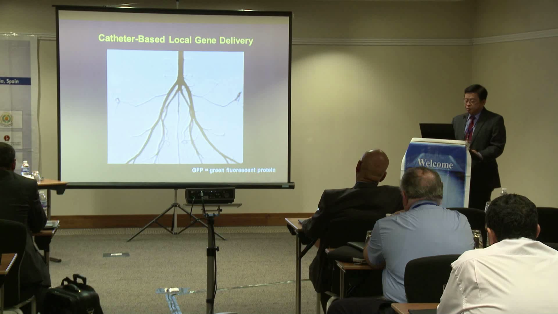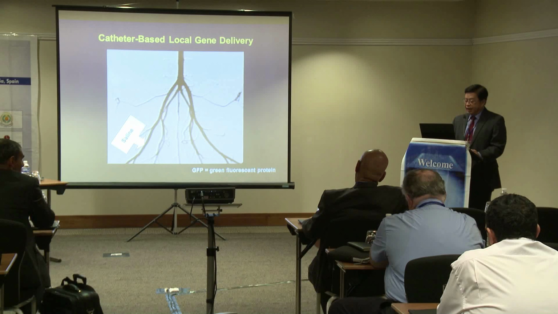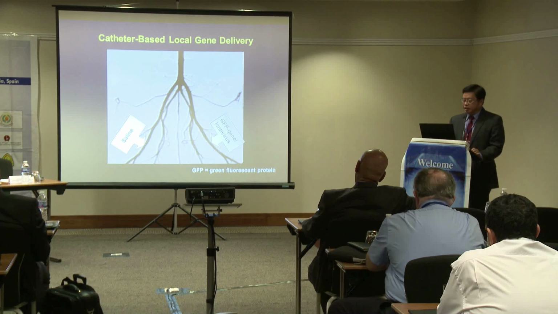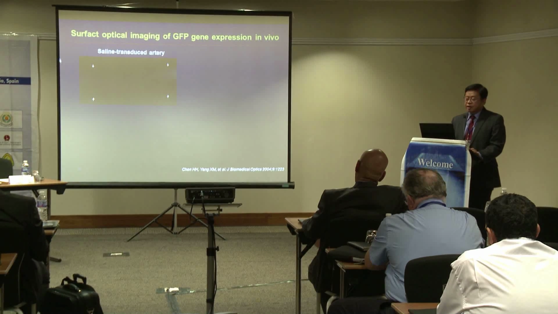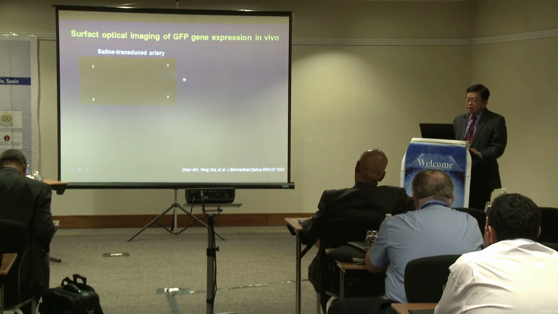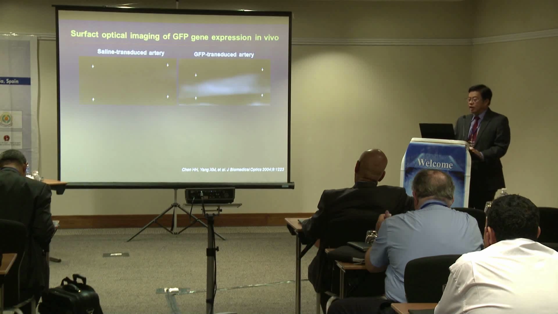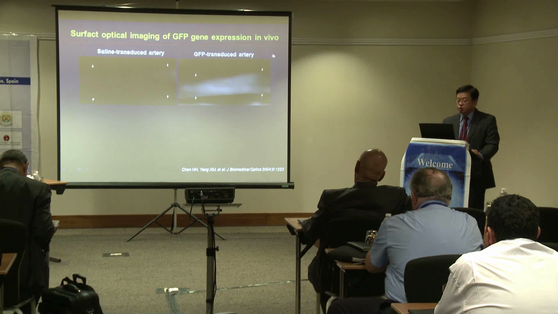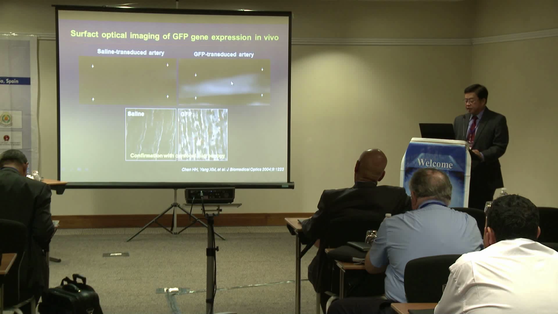Here is one example. We transferred saline to the right femoral artery and GFP to the left femoral artery. Here is the result with our surface system: some autofluorescence from the artery itself on this side, and on this side we can see much more signal due to the GFP expression. And histology confirmed that we really have GFP here.